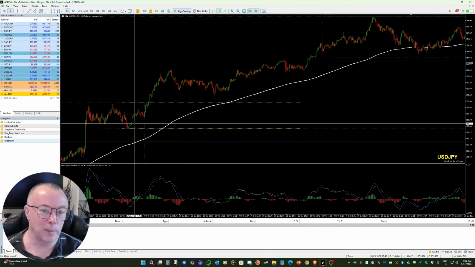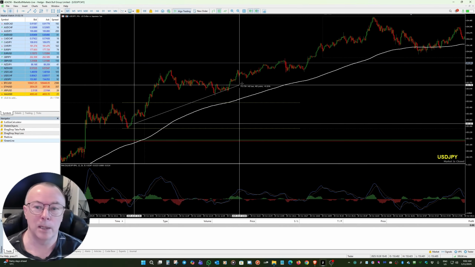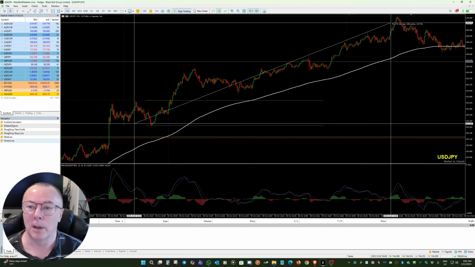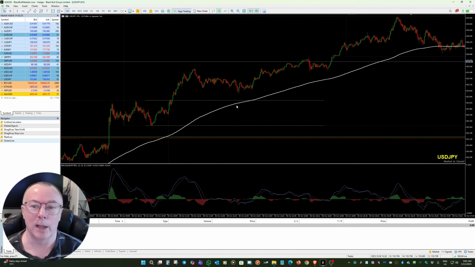Okay, from the entry point, if we say 10 pips, this actually went up over 100 pips. So you could have had a 10R trade if you wanted to get in at this point and hold the trade to the end of the session.